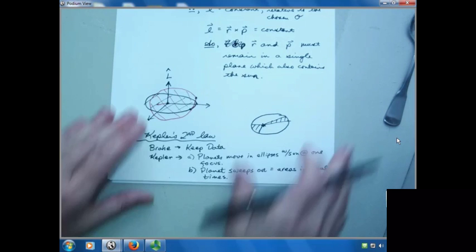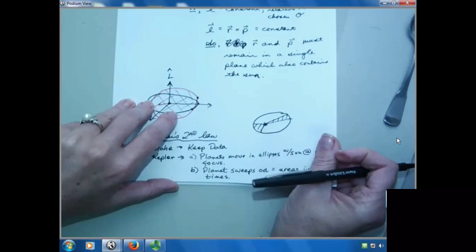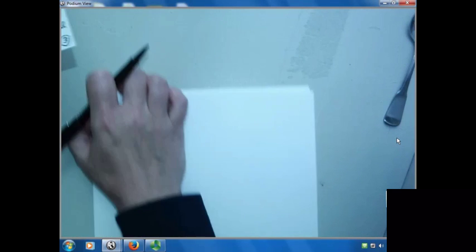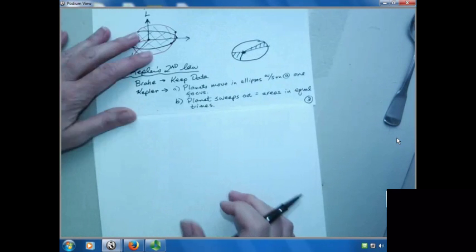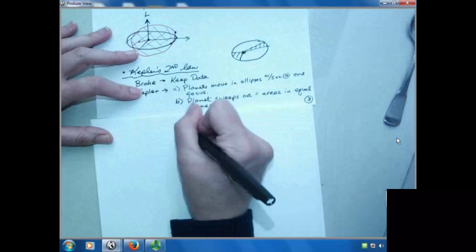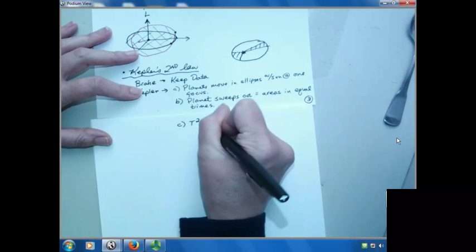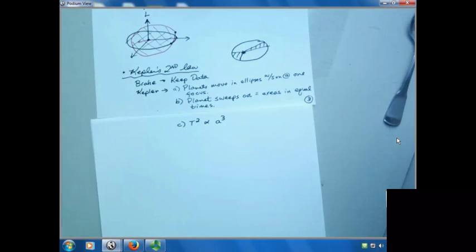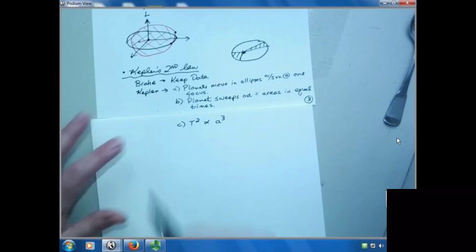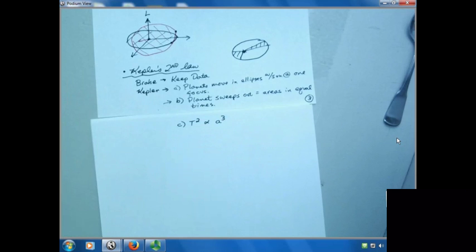All right. And then the last is that the period of a planet squared is proportional to the length of its semi-major axis cubed. Okay. And we're going to derive all of them from Newton's laws, but we'll pick up next time on that one.